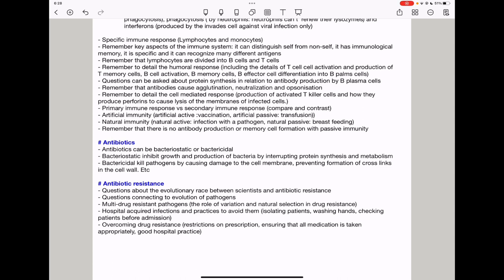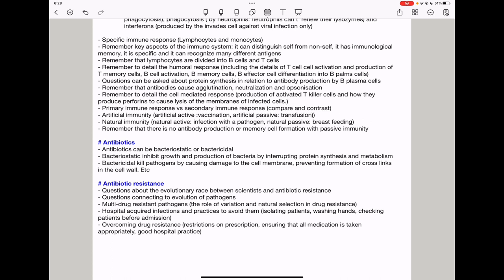Continuing on to antibiotic resistance, this is a common question when they talk about evolution and the race between the scientists and antibiotic resistance among pathogens. So please remember to connect evolution to pathogens. They could talk about multi-drug resistant pathogens. Again here, the role of variation and natural selection in drug resistance could be connected. This is a very common question as well.